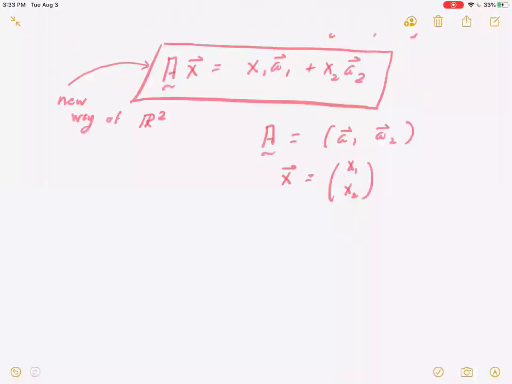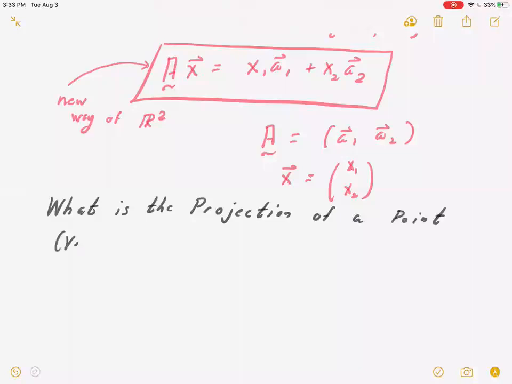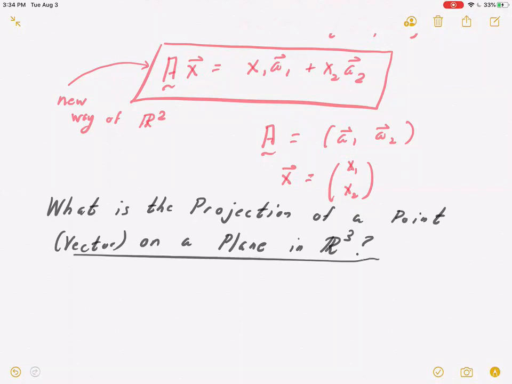Okay, so now we have the tools to answer this question. What is the projection of a point, of a vector, on a plane? And this plane can exist in R2, but we're going to let it exist in R3.